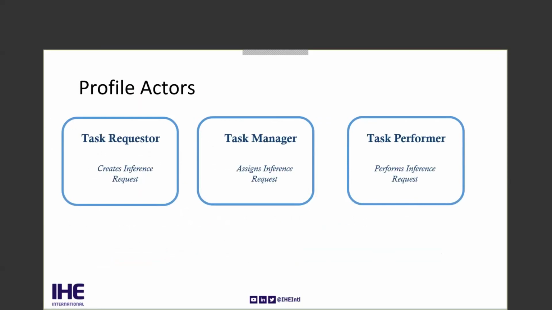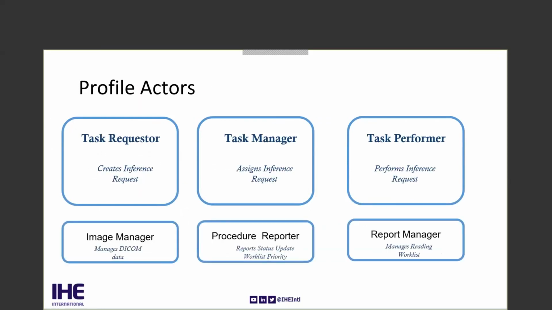There are three major actors: the task requester, who creates the inference request; the task manager, who assigns the inference request; and the task performer, the one who performs the inference request. As part of that, though, there are a few other minor actors that we do have to bring in. Where are they going to get those images? Image manager.